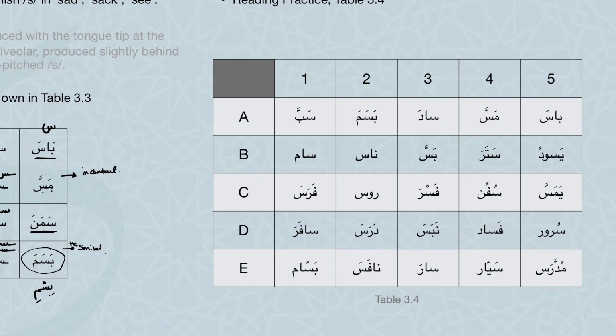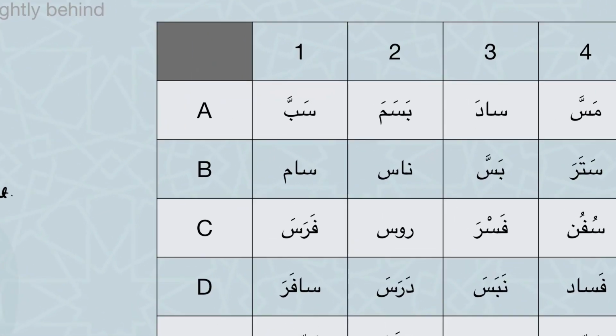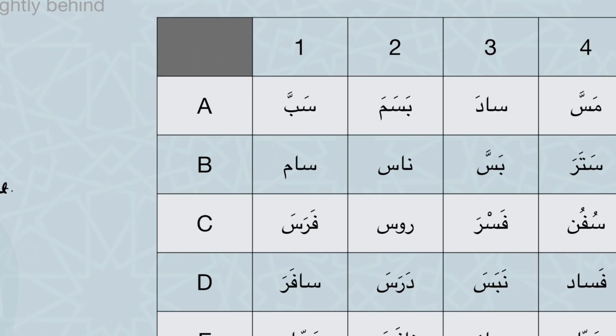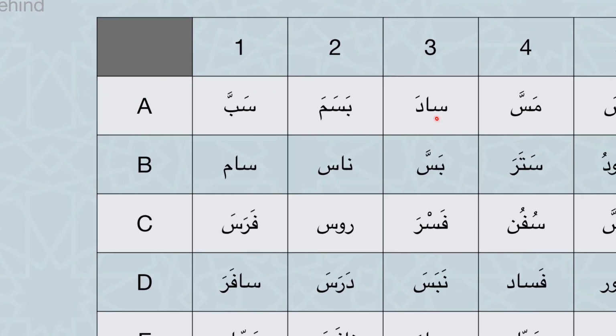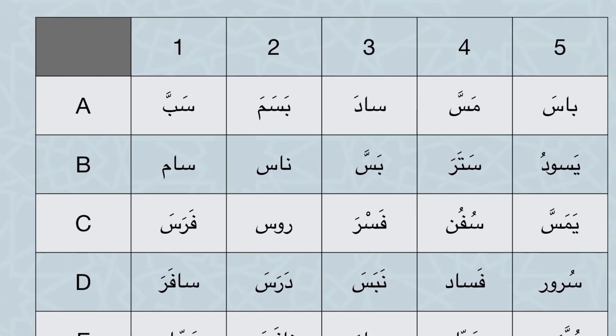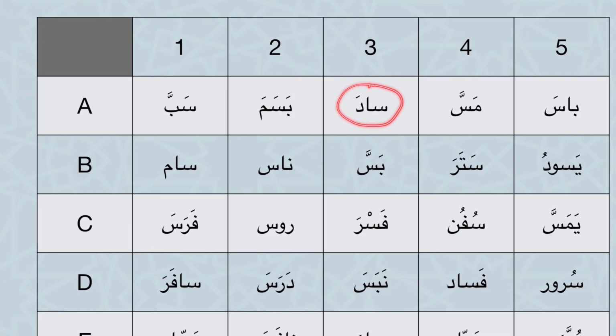A1. The S has a fatha and the B has a shadda and fatha, so it's sabba, sabba, sabba. Sabba is to curse at someone or swear at someone. This one we've read previously, it's basama, basama, basama. Now this S has no fatha, but there's an alif, so it's a long vowel alif, and the dal has a fatha, so it's sada, sada, sada. And this is where the word Sayyid, or Mr., comes from.